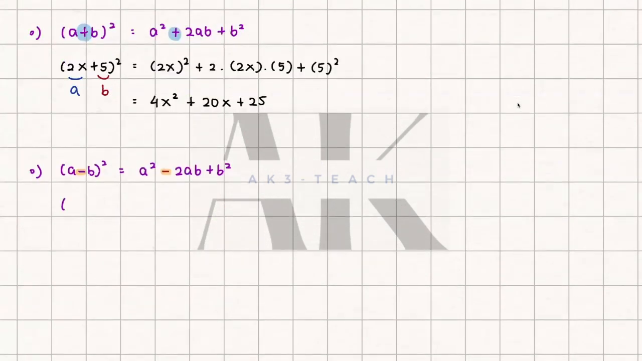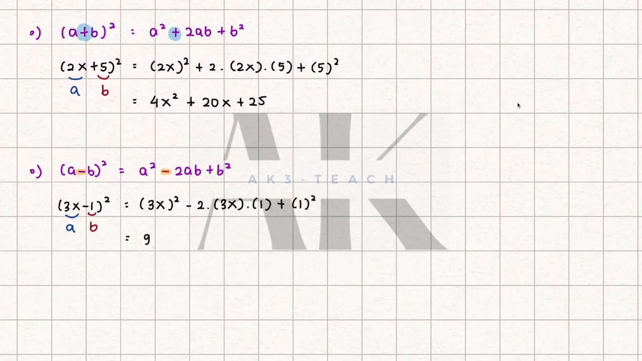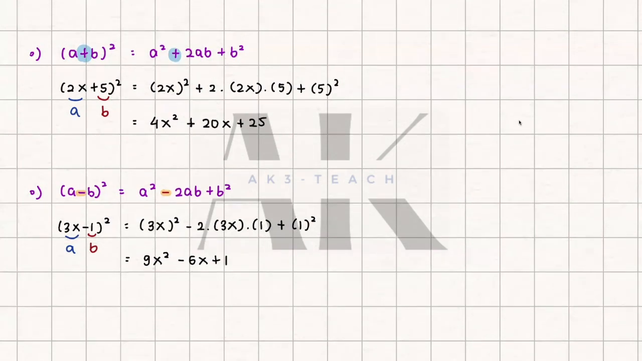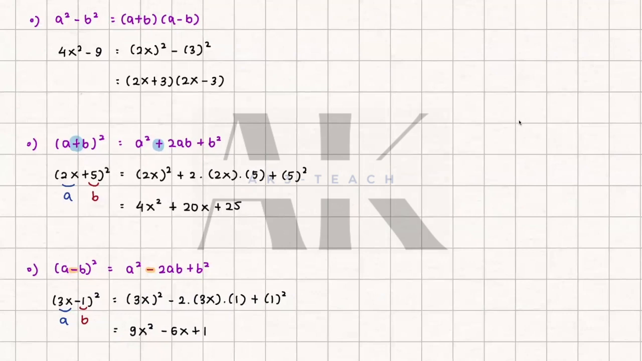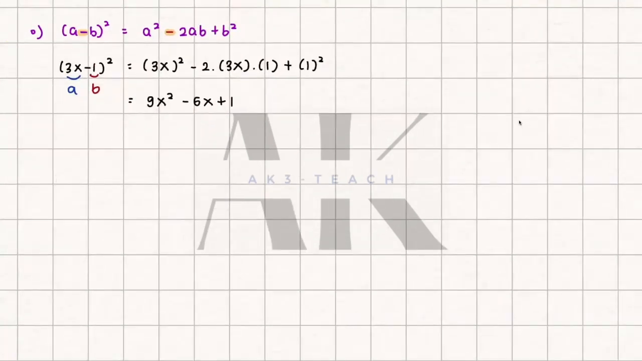So an example of this, let's say I'm having 3x minus 1 squared. This will serve as my a, and this will serve as my b. So I'm having a squared minus 2 times 3x times 1 plus b squared. So I'll end up with this. These three formulas will come in really handy, especially if you're having to make a square of something. It's gonna save you some minutes perhaps. So consider memorizing them and practicing with them.